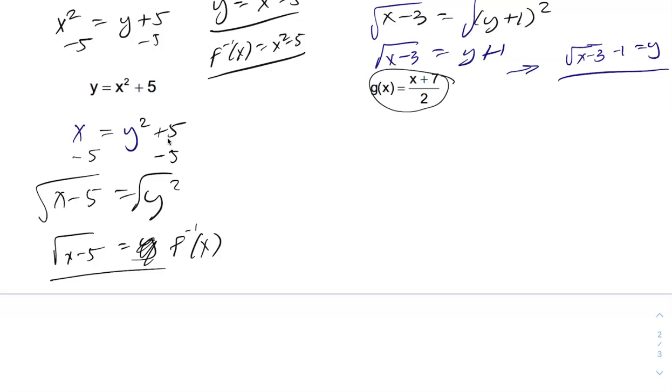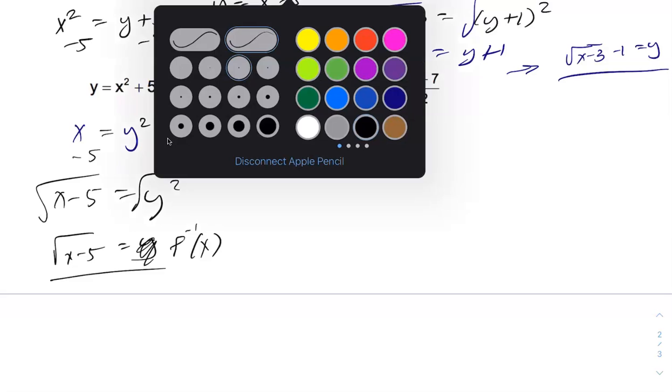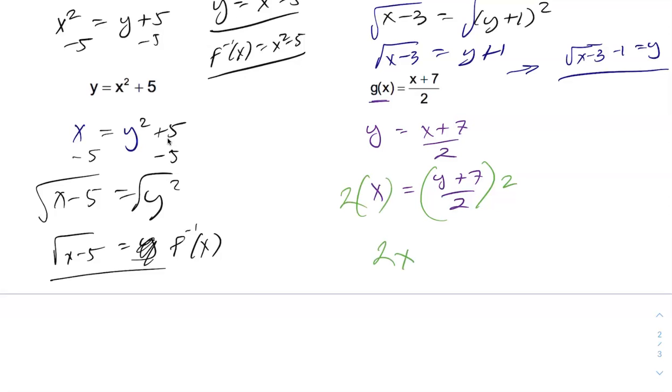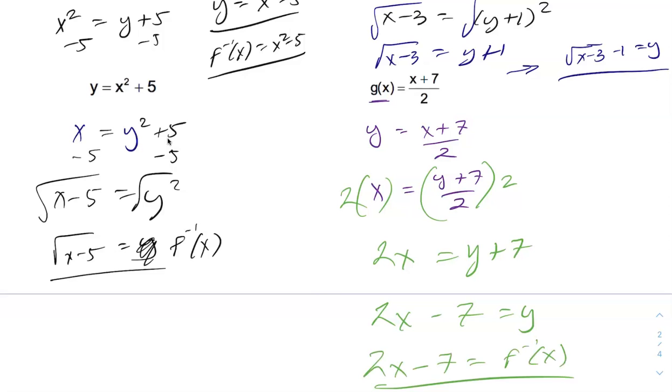And the last one. So switch x and y. Now again, notice this one doesn't have a y, but this is essentially y. f of x, g of x, all that means is y. So switch x and y. Then we've got to solve for y. So first thing I'll do is multiply by 2. Get rid of that fraction. So 2x equals y plus 7. And then subtract 7. 2x minus 7 equals y. Or 2x minus 7 equals f inverse of x. And that's the worksheet.